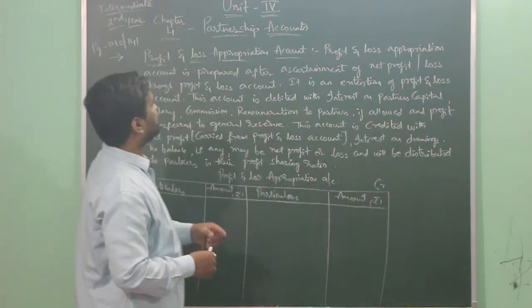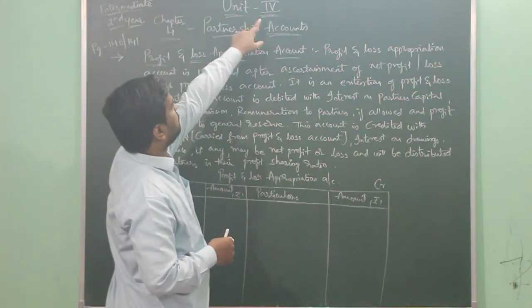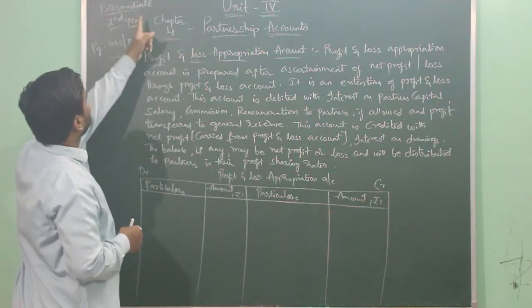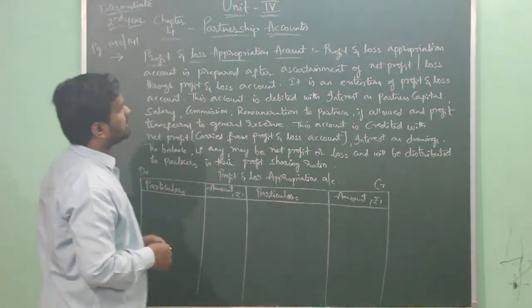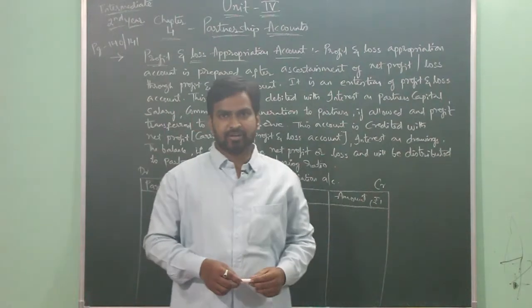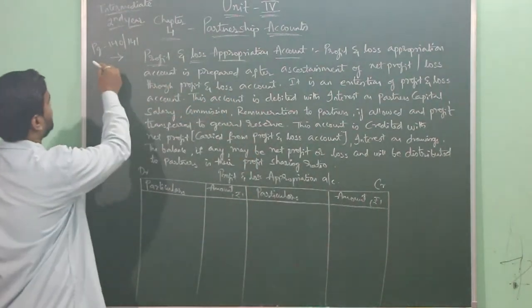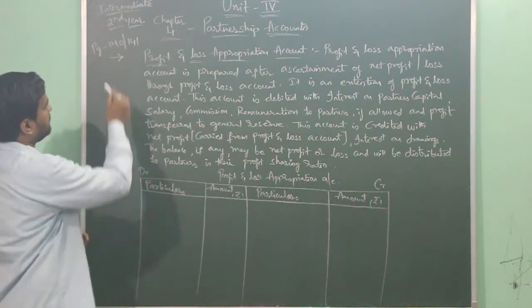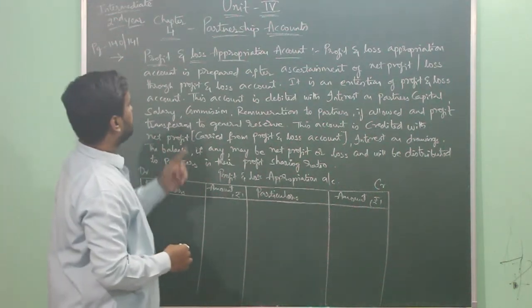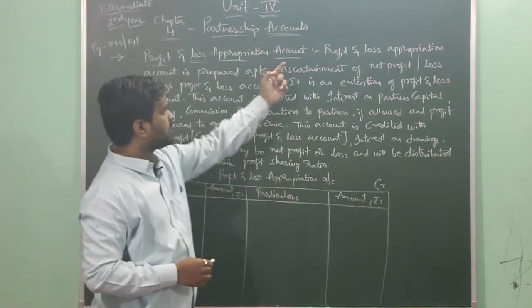In this video, I will be explaining the chapter partnership accounts under Unit 4, Chapter 4 for intermediate second year students for State Board of Telangana. And in this video, I will be explaining the topic profit and loss appropriation account. If you are referring to the reader, the page number is 140 and 141. And the topic is profit and loss appropriation account.